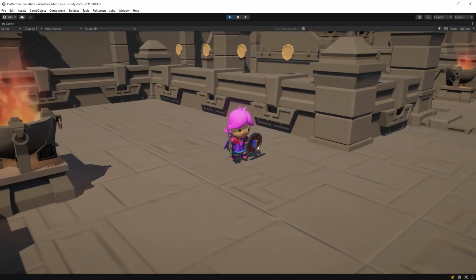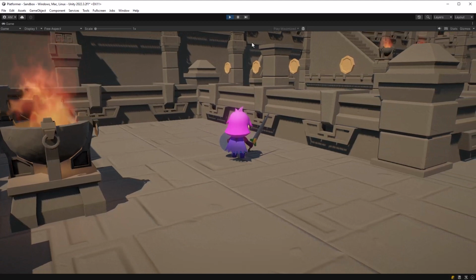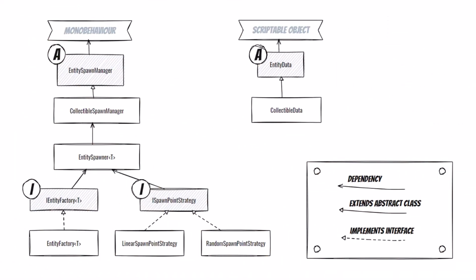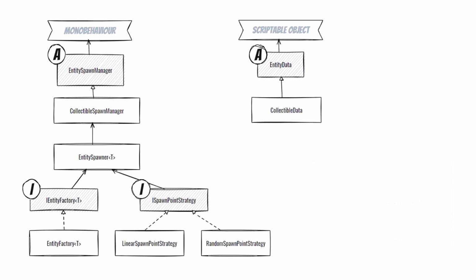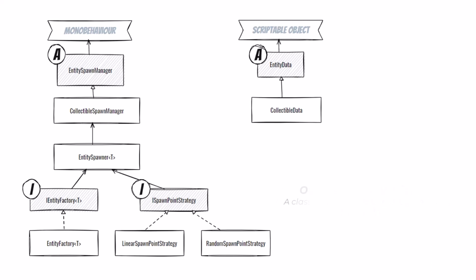So I hope this tutorial not only helps you understand how to create a spawning system in Unity, but also demonstrates the importance of designing your code with future expansion in mind. By following solid principles and using patterns like the strategy pattern, we can create code that's both robust and easy to maintain and expand. So let's do a quick recap over the design. This solution adheres to SOLID principles in the following ways. Single responsibility principle. Each class and interface has a single responsibility, such as creating entities, selecting spawn points, or managing the spawn process.